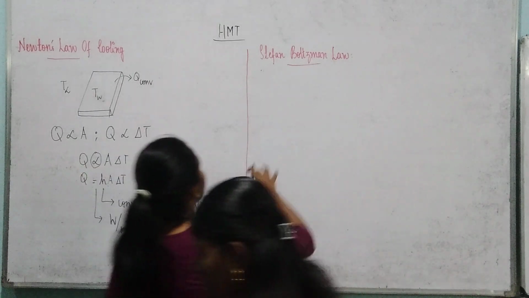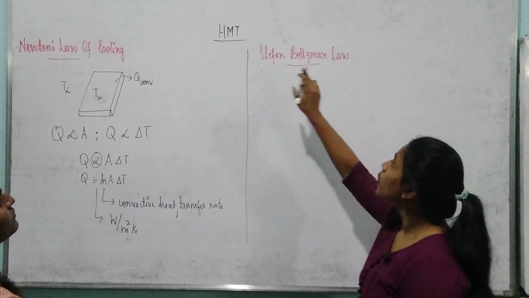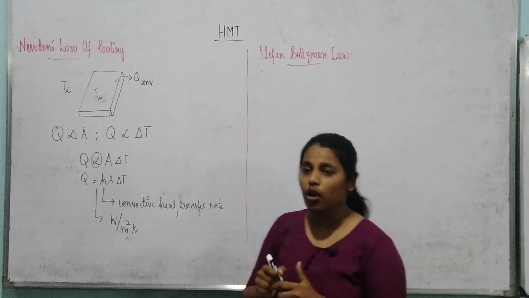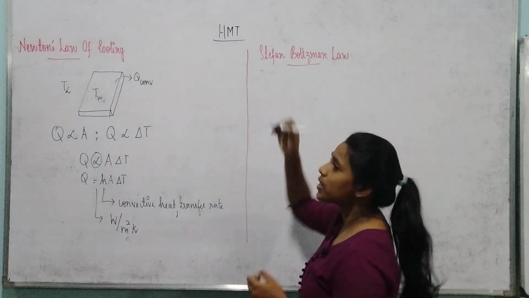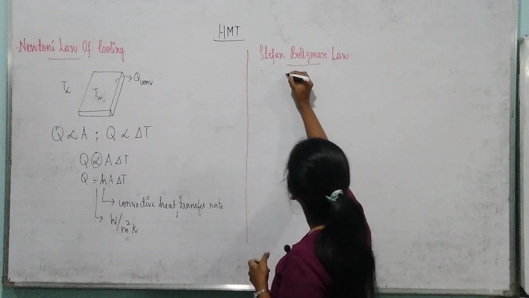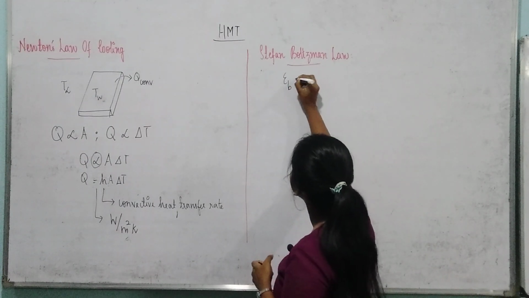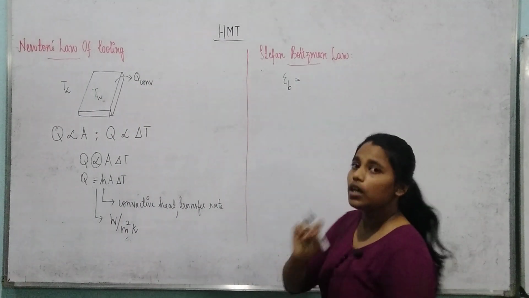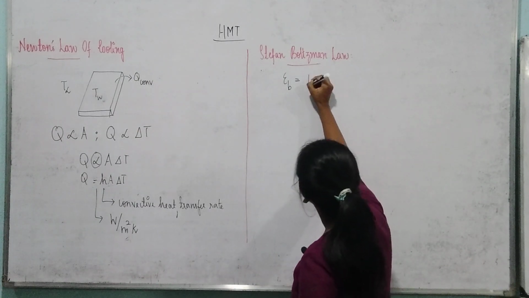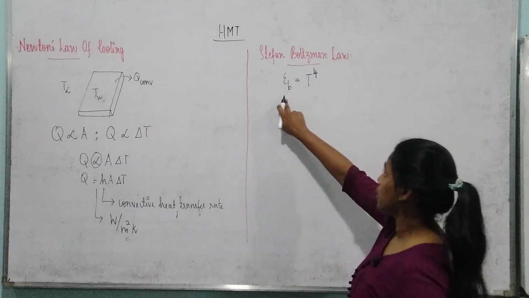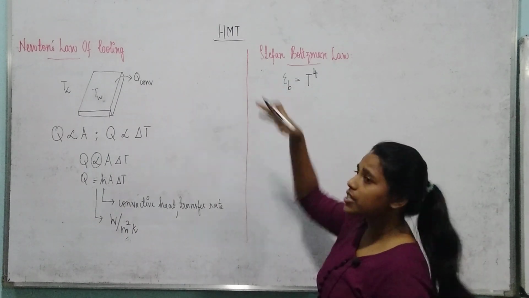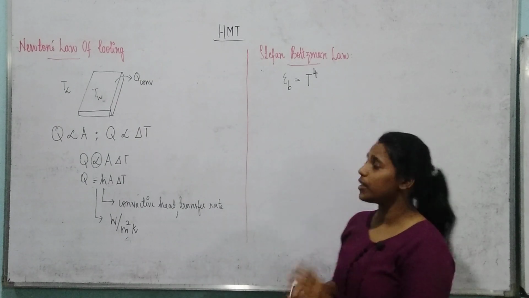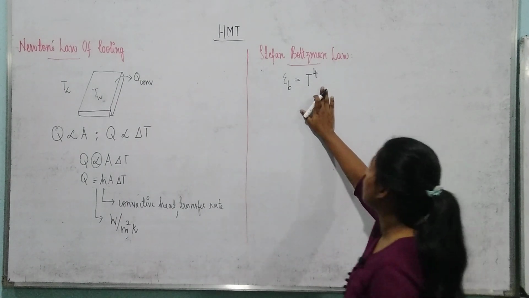The next concept that we are going to see is Stefan Boltzmann law. The Stefan Boltzmann law is based on radiation, that is Stefan Boltzmann law of radiation. According to Stefan Boltzmann law of radiation, it states that when a black body emits radiation, that is in unit area and unit time, it is equal to the fourth power of its absolute temperature.